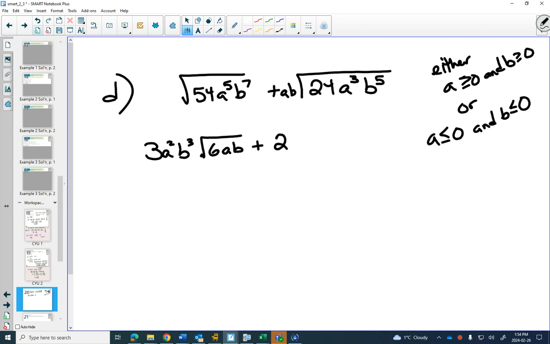I can take out a 2. I can take out another a, multiplied by this a gives me a squared. I can take out another 2 b's, times this b, b cubed. Leaving me inside, I took out a 4, so I'm left with a 6. I took out another a, leaving me with a. I took out 2 b's, leaving me with another b.